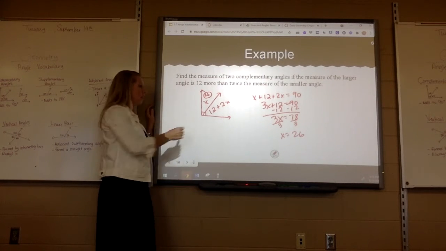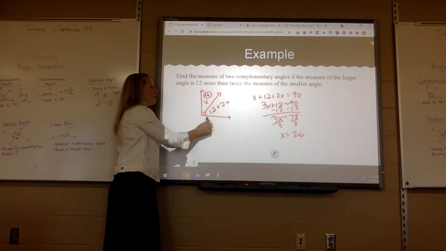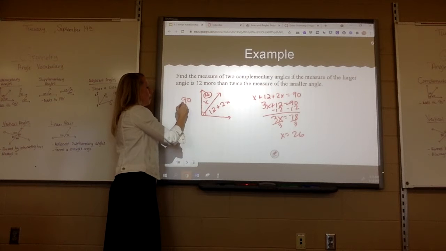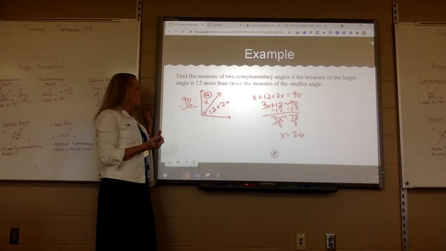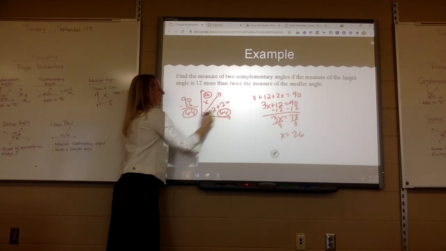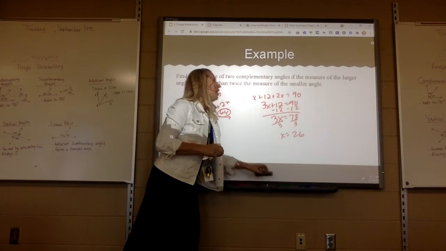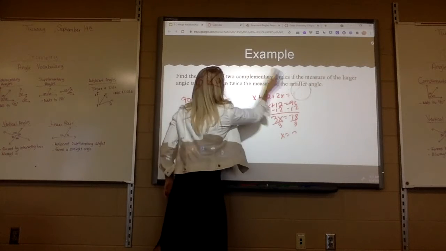The other angle is 12 more than 2 times 26. Or if they both add to 90, couldn't I just do 90 minus 26 to get the other angle? Yes, I could do that too, because they add to 90. What is 90 minus 26? 90 minus 26 is 64. So if it says the word complementary, I want you to start by drawing a right angle.